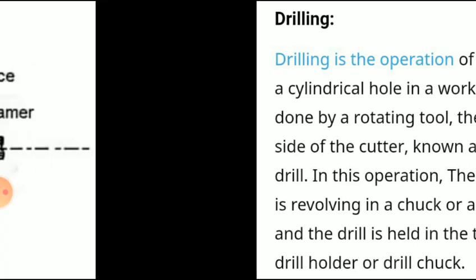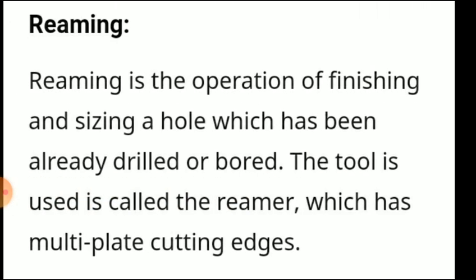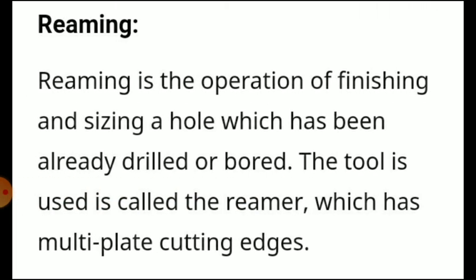Producing the hole. Then reaming operation. It is the operation of finishing and sizing a hole which has been previously drilled. So you cannot generate a hole by using a reamer, but only finish a hole with the help of the reaming operation. The tool used for this is called a reamer. The workpiece is revolved in a chuck and the reamer held in a tailstock is fed parallel to the lathe axis.